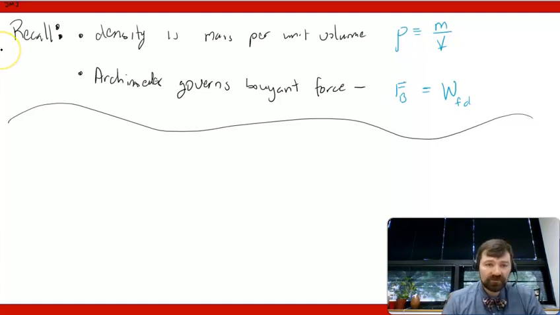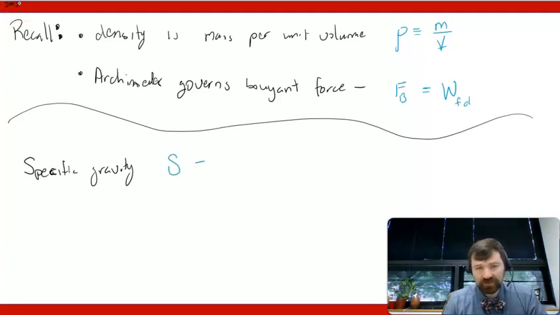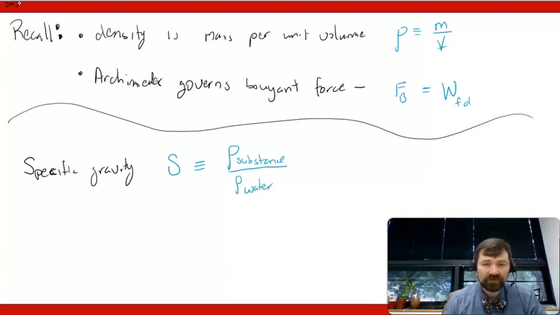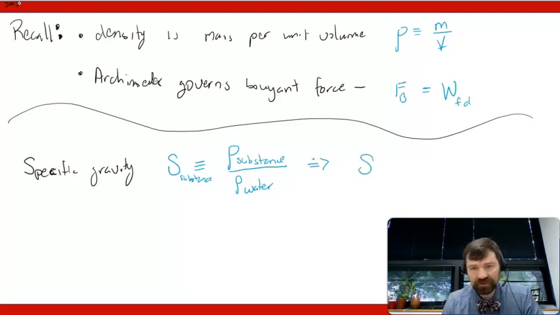Now, the new topic that we're introducing is what's called specific gravity. So specific gravity, often we use a capital S. It's defined as the density of a substance divided by the density of water. And so this would be specific gravity for a substance. Sometimes we simply represent this as something like S equals rho over rho naught or rho W or something like that.